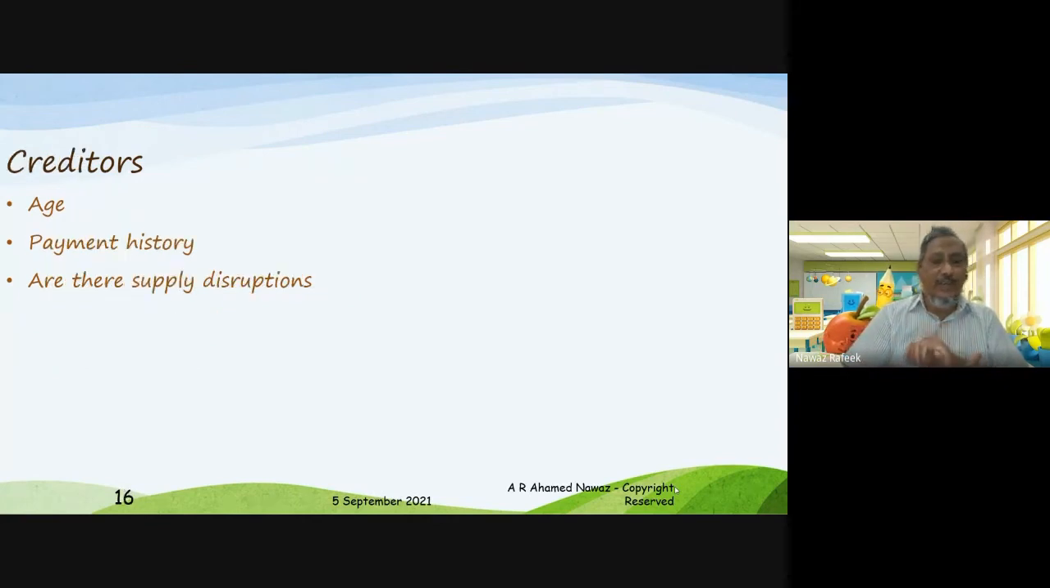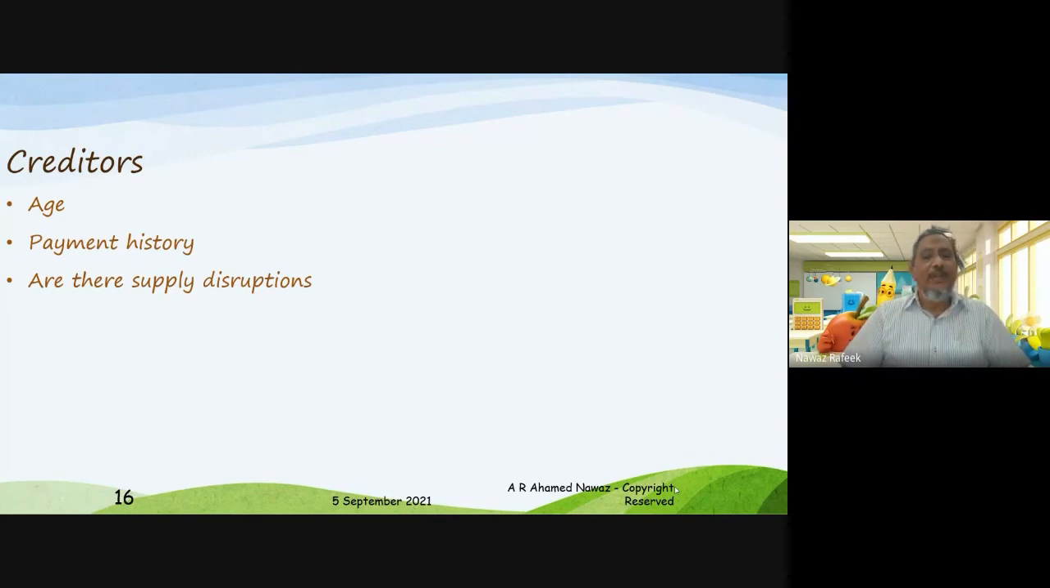Creditors also in the same way. Age analysis, you do age analysis. How is the payment history, what payments the customer is making, to the existing customers as well as the new customers. Right? A new business won't have any creditors. Only a new business does not have creditors or debtors. These items are for existing businesses only.